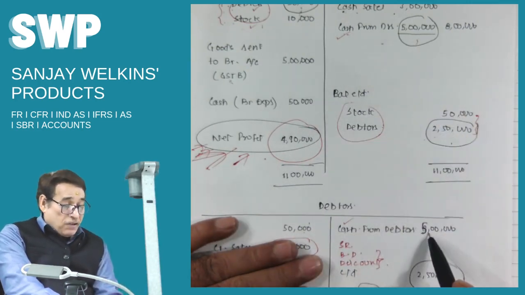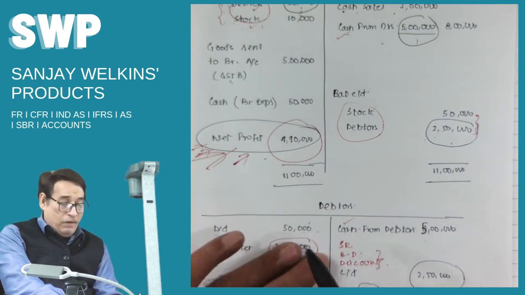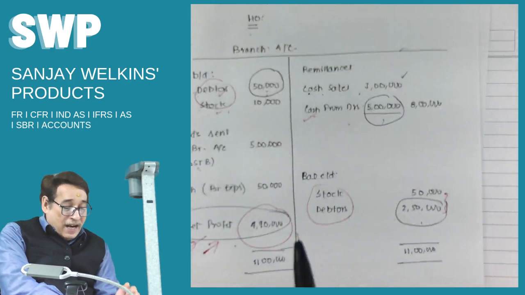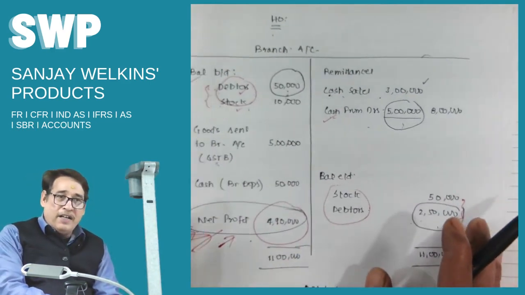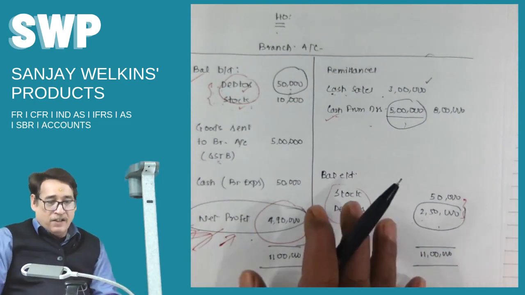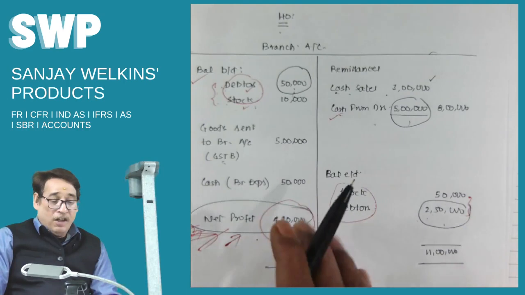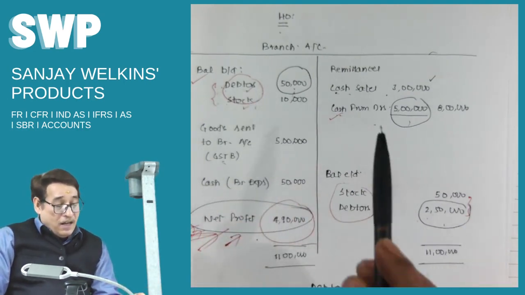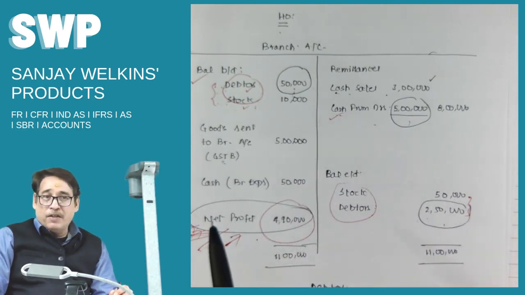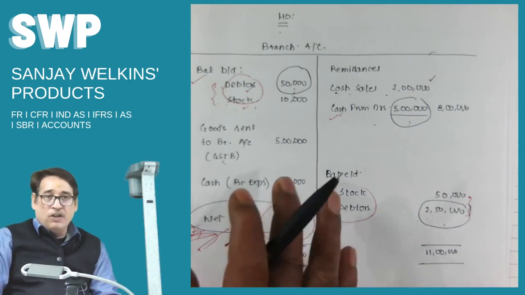The difference of cash from debtors, closing balance and opening balance is nothing but credit sales. That is the reason actually in this particular account, credit sales automatically get entered. Is it clear to you? Are you getting my point or not? When we have written opening debtors and closing debtors along with cash receipt from debtors, the credit sales get automatically incorporated in this particular account.